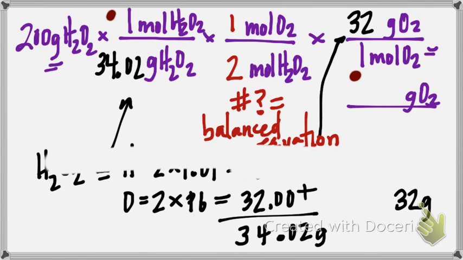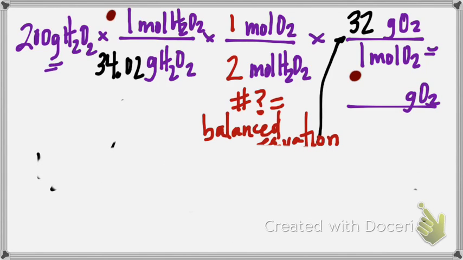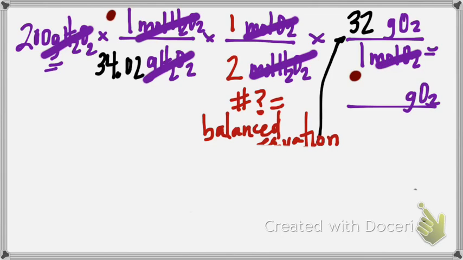So next, I'm going to create a little bit of space here. The first thing I've got to do, and yes, I go ahead and do this every time, I'm going to make sure that I've got everything set up correctly. And I have to do that by seeing what cross cancels. Grams of H2O2 cancel with grams of H2O2. Moles of H2O2 cancel with moles of H2O2. Moles of O2 cancel with moles of O2. I'm left with grams of O2. That's what I wanted in my answer. So it looks like I'm okay.